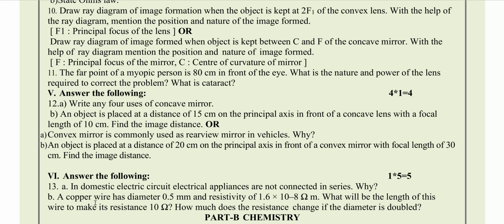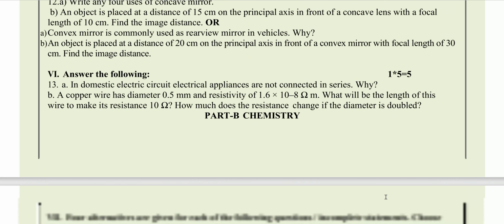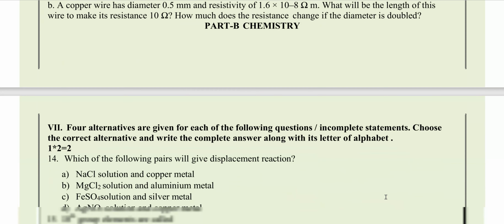Next question. A copper wire has diameter of 0.5 mm and resistivity of 1.6 into 10 power minus 8 ohm meter. What will be the length of this wire to make its resistance of 10 ohm? How much does the resistance change if the diameter is doubled? So, this question carries 5 marks. Then we come back to part B, that is chemistry.